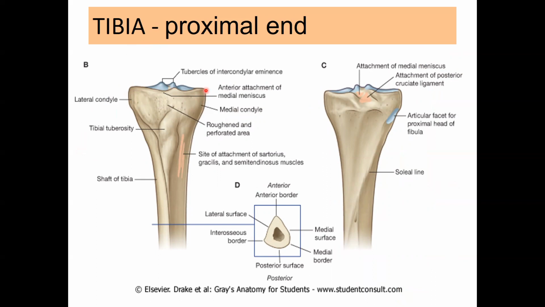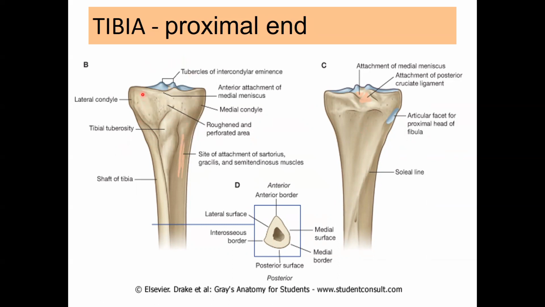Okay, and then how do you know which one is anterior and which one is posterior? It is by the presence of the tibial tuberosity. Tibial tuberosity is present at its anterior surface, while the soleal line is located at its posterior surface.